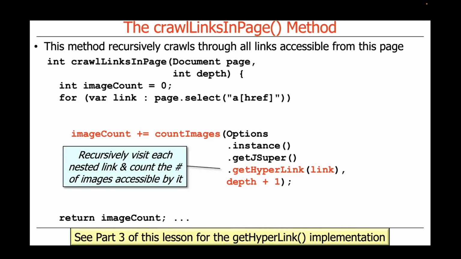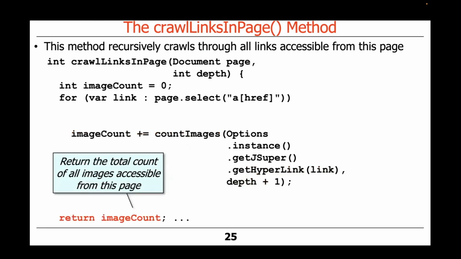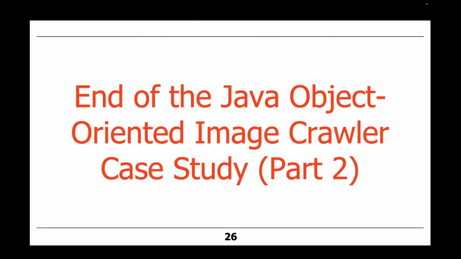The getHyperlink method is going to abstract away from the fact that under the hood, JSoup differentiates between local file system access and remote website access, but getHyperlink hides all that. And the last thing that we do is we return the total count of all images that are accessible from this page. So that's the end of our analysis of part 2 of the image crawler case study. And now we're ready to walk through all the source code.